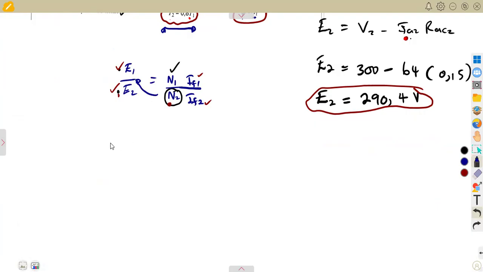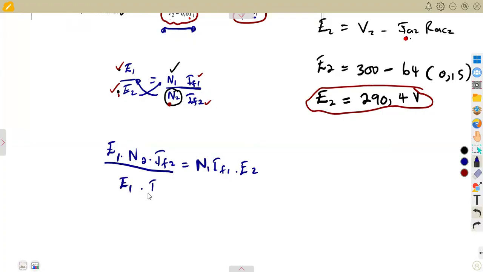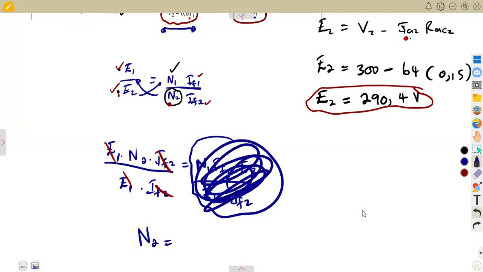If we cross multiply here, that is going to be E2 times N2 times field current 2 is equal to N1 cross multiplied to this. So that's N1 times field current 1 times E2. Remember what you want is N2, so you divide by E1 times field current 2. That's it here. We've got our N2. So N2, which is the speed of the final, is going to be given by this formula. This is the formula that you're going to use.